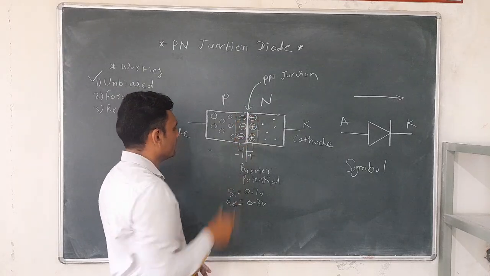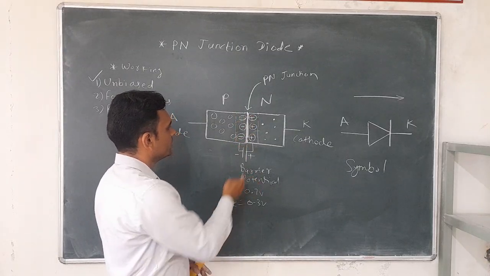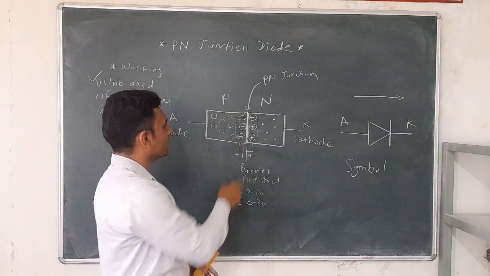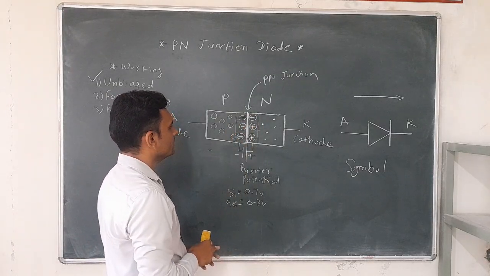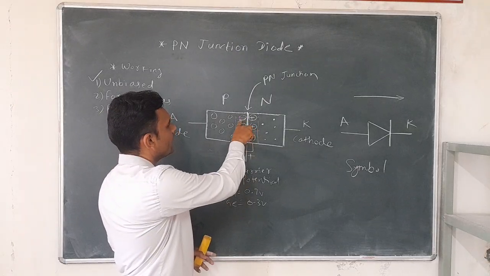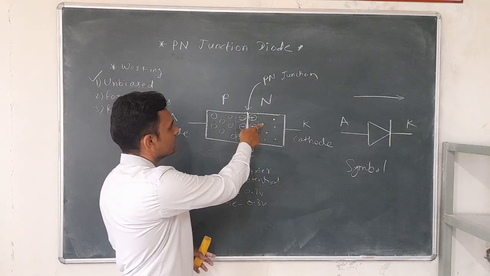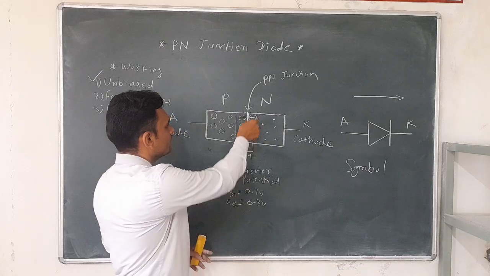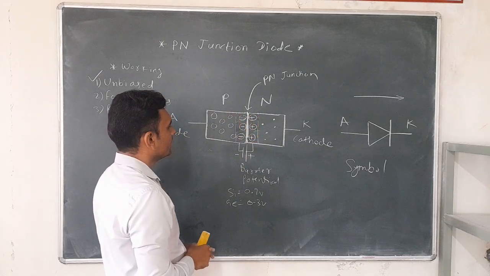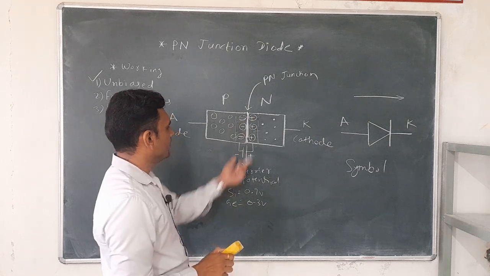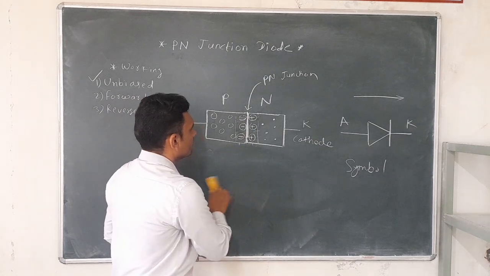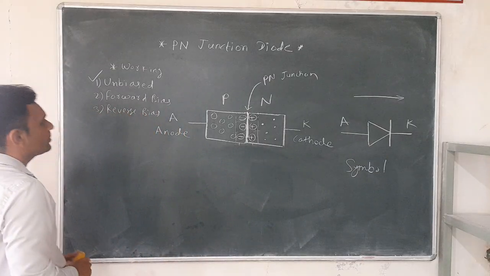This barrier potential opposes the movement of charge carriers, therefore current is 0. No current flows through the PN junction diode in unbiased condition. Means here these negative ions repel these electrons, similarly positive ions repel these holes. So current is 0 if this depletion region is present in PN junction diode. So this is unbiased condition.